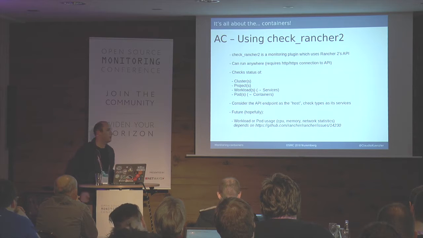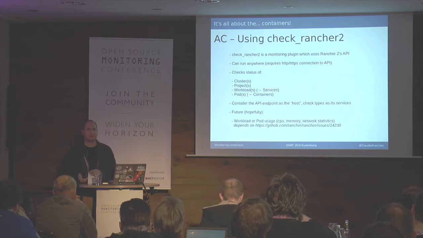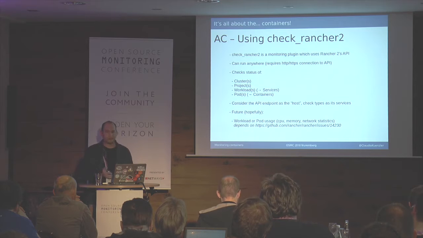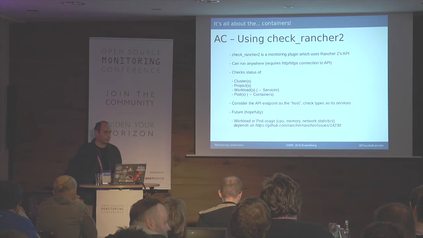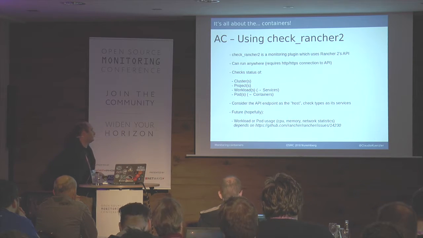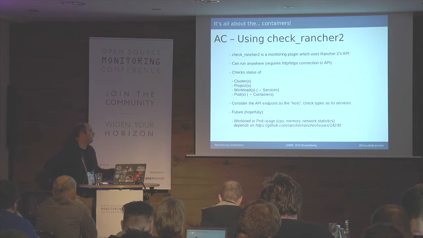And what I would suggest is that in your monitoring system you add the API endpoint as a host, and all the service checks like pods or clusters, for example, or workloads, as services under that host object. In the future, or at least I hope so, we are able to add statistics into the Check Rancher 2 plugin. It really depends on an open issue right now, that the API is actually presenting these resource statistics.